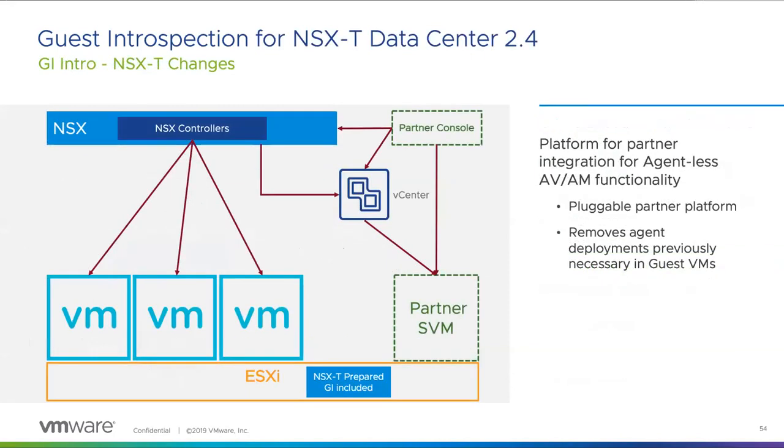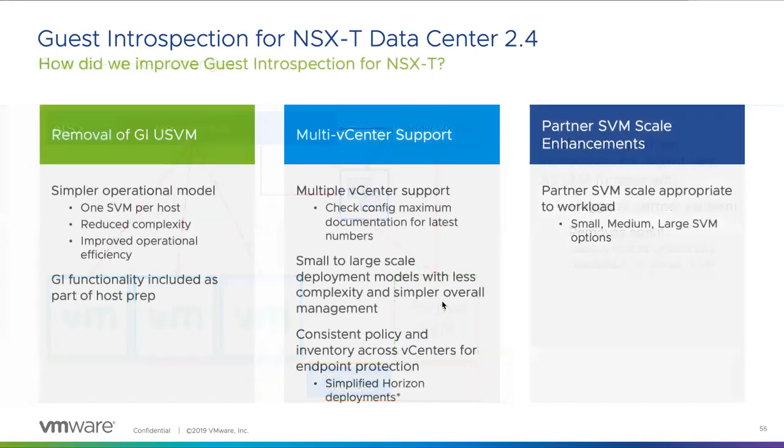So the big deal here is guest introspection. Before the move to 2.4, 2.5, there was a separate service that fills this blank box here called the GISVM, and that machine was deployed to each node. Now we've pushed that into the kernel, so we've flattened the footprint of how we do guest introspection in NSX-T. This makes things more streamlined and gives partners a lot more flexibility in their deployment, where the partner machine doesn't have to be one size fits all. It can be a different size based on different size workloads.